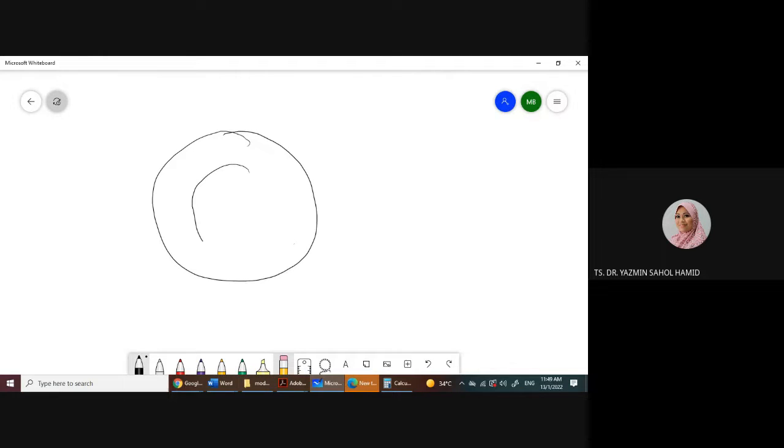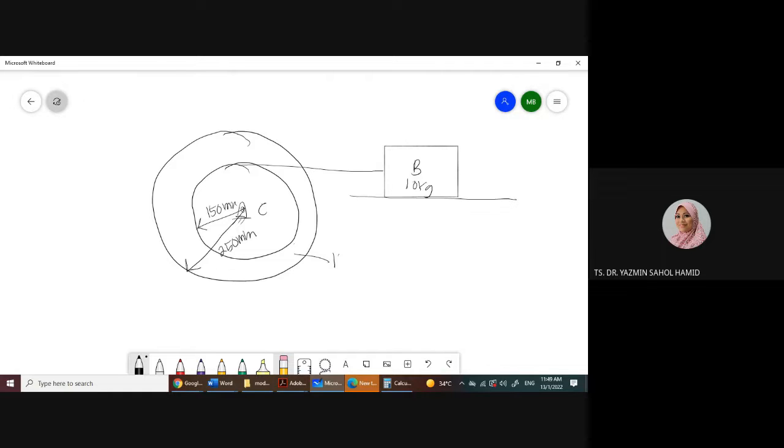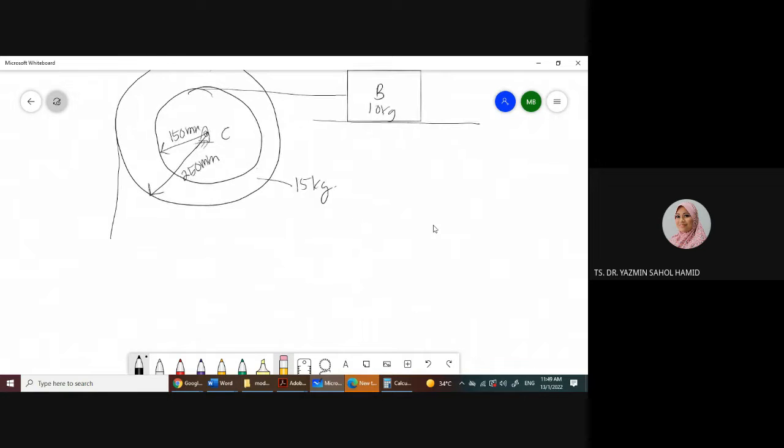And then there's a smaller circle, and the smaller circle is pulling the block B, 10 kilogram. This radius is 150 mm, and this one is 250 mm. And this mass is 15. The mass of the pulley is 15 kilogram. The mass of the pulley is important.